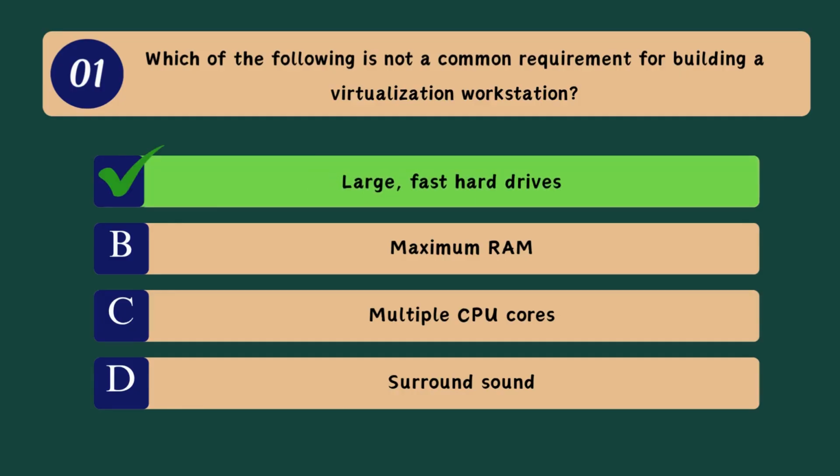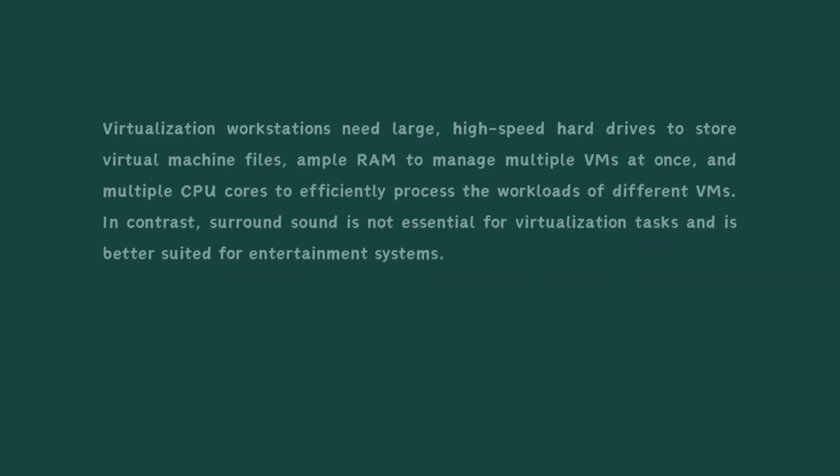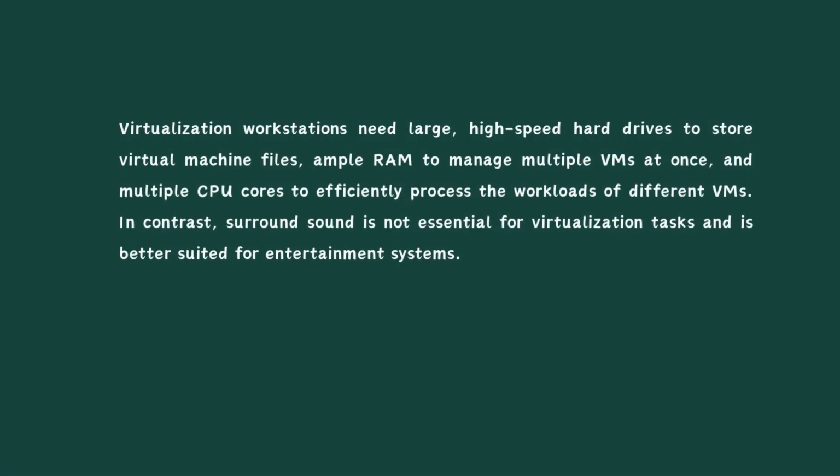Correct answer: A. Large, fast hard drives. Virtualization workstations need large, high-speed hard drives to store virtual machine files, ample RAM to manage multiple VMs at once, and multiple CPU cores to efficiently process the workloads of different VMs. In contrast, surround sound is not essential for virtualization tasks and is better suited for entertainment systems.